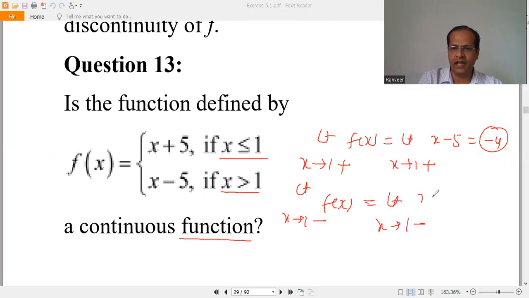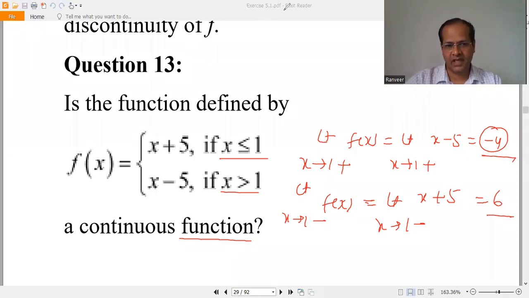the definition is x plus 5. So if we substitute, this is 6. So definitely both values are not the same. So the function is not continuous. Correct.